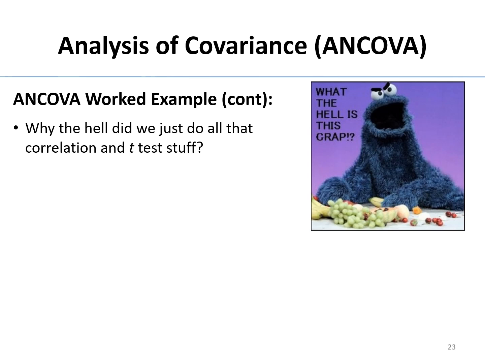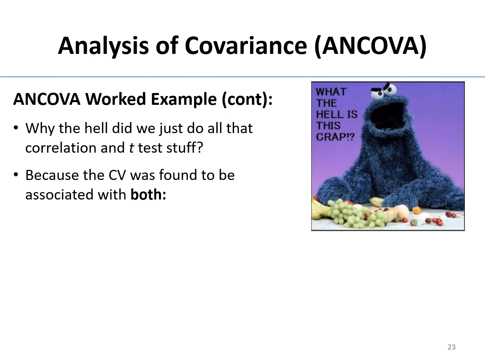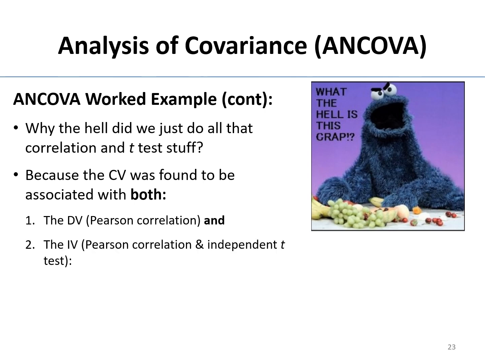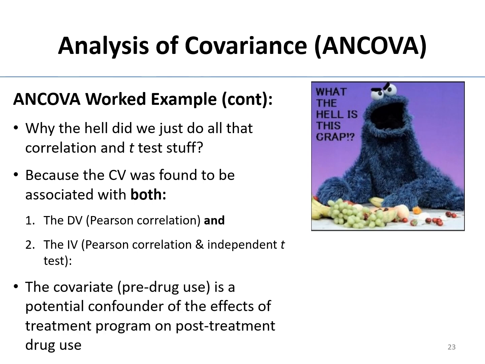Well, we were trying to establish whether our covariate was indeed a potential confounder. We found that the covariate was associated with the dependent variable, that is the correlation. We found that those who had higher baseline drug use tended to have higher post-treatment drug use. And also that the covariate was related to the independent variable. We did an independent samples t-test and found that those who went to county tended to have higher baseline drug use. So we got ourselves a confounder here. So pre or baseline drug use is indeed a potential confounder of the effects of treatment on post-treatment drug use.